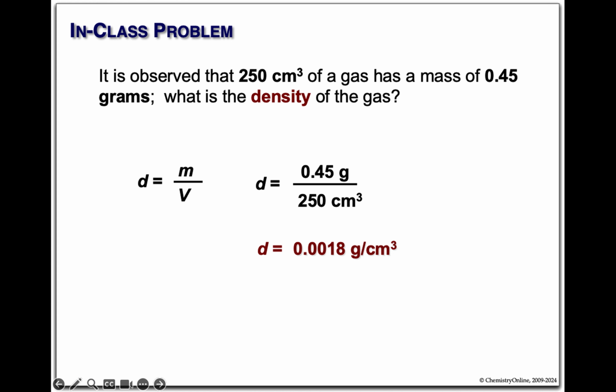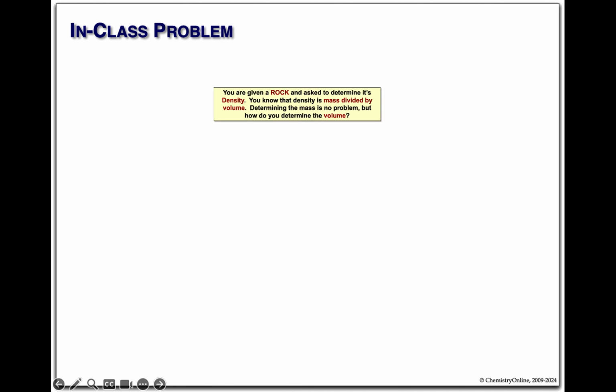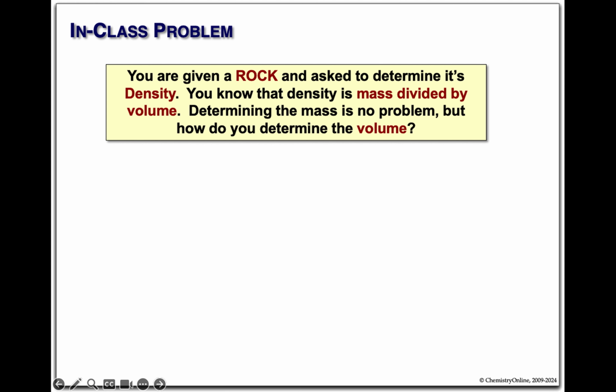All right. This is a problem now. I give you a rock, and I say, what's the density of this rock? Well, you know density is mass divided by volume, right? The mass is no problem. You weigh it. That's all. But how do you do the volume of something that's irregular, like a rock?